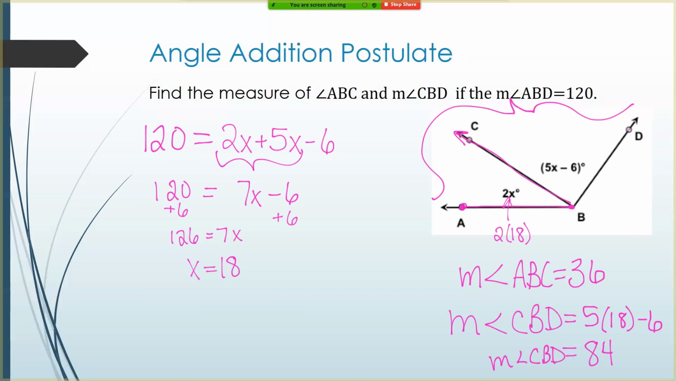You can double check yourself. If you take these two angles that we just found, what should they add together to equal? 120. Double check. Is 36 plus 84 120? Yeah.